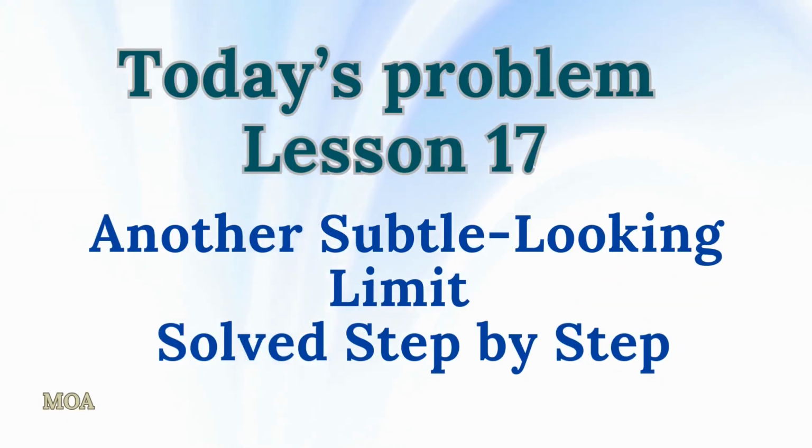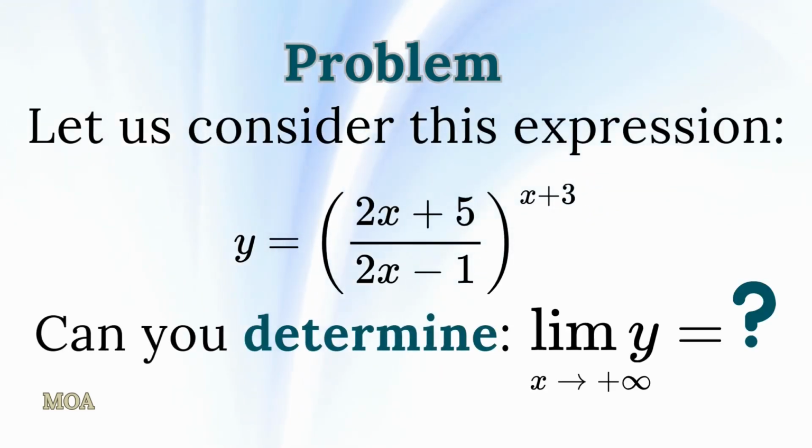In Lesson 17, we discover another problem-solving challenge that appears simple, but tricks many students. A subtle-looking limit, solved through a systematic, step-by-step approach. Through this problem, let us consider this expression. y equals ((2x + 5) / (2x - 1)) raised to the power x + 3. The question is, can you determine the limit of y as x approaches positive infinity?